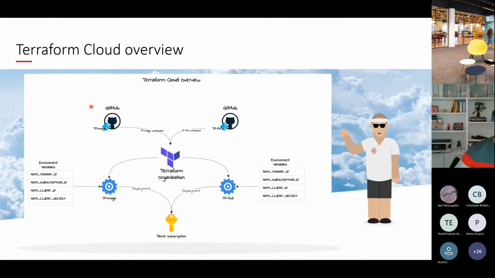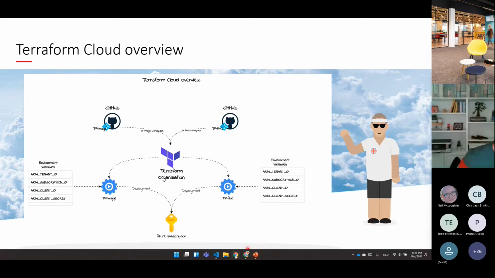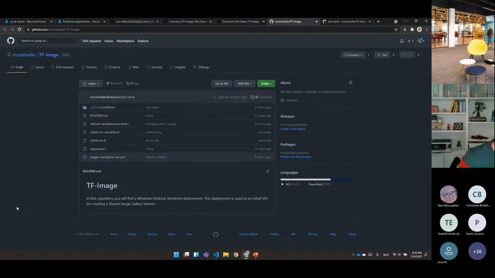What you have seen is the GitHub repositories. Maybe good to show is the file structure. Sorry for that, but I'm heading back to my GitHub environment. Well, this is the TF image repository. Over there, of course, a readme file and some PowerShell scripts, which I will mention later. These are the files which I mean in this step.